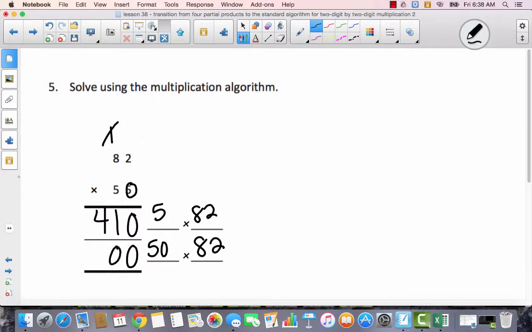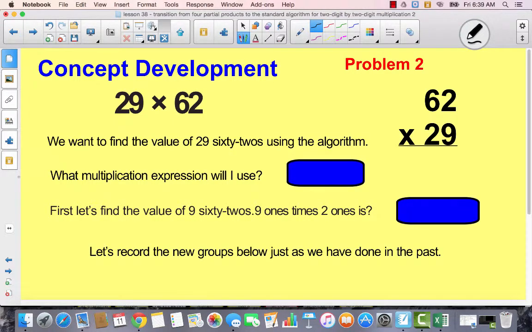So I'm going to have 2 zeros this time and a 4, because 2 times 5 is 10, 8 times 5 is still 40, plus 1 is 41. So I'm going to add this together. I get 4,510.